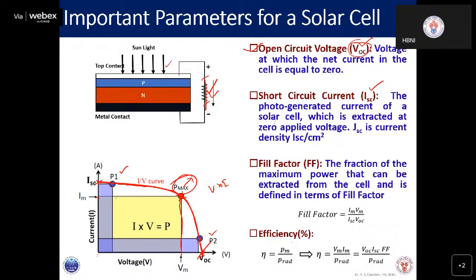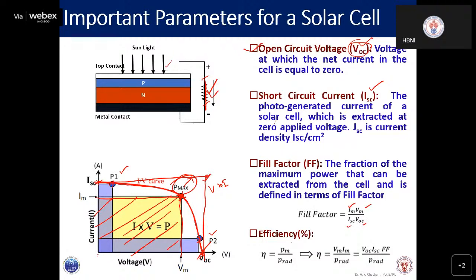For this particular point, this area is the power which is actually being drawn from the solar cell. Theoretically, we want the voltage to be VOC, the maximum voltage, and the current to be ISC, the maximum current. So that should be this power. The ratio of this area to this area is called the fill factor. It is the fraction of the maximum power that can be extracted from the cell, and it is defined as Im into Vm divided by ISC into VOC.